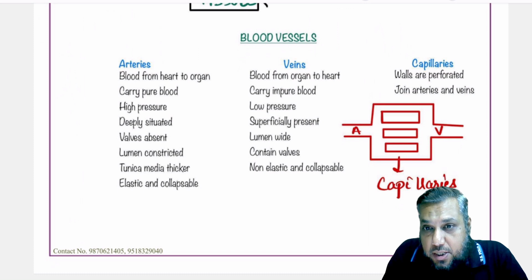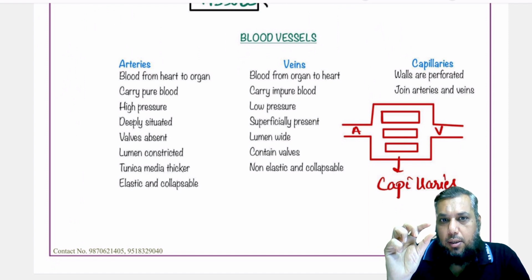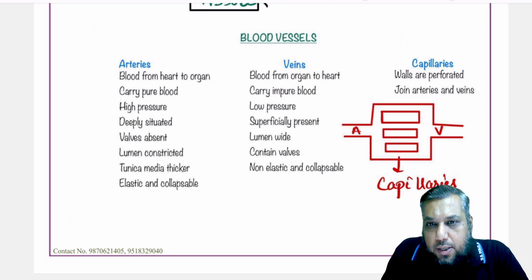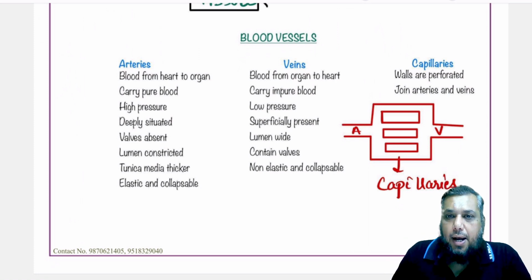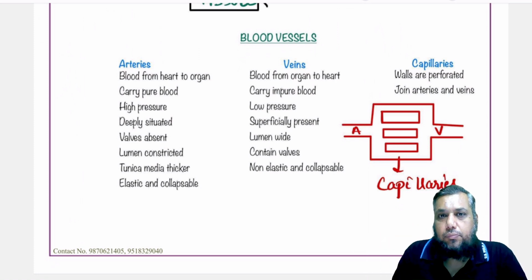They are deeply seated. They don't show the presence of valves, as they don't need any valves within them, and they have a thick wall and a narrow lumen, and their walls are tunica externa, tunica media, tunica interna. Tunica media is made up of smooth muscles, as a result of which it is elastic and non-collapsible.